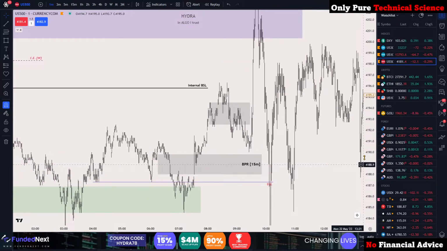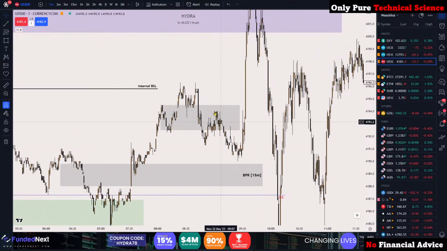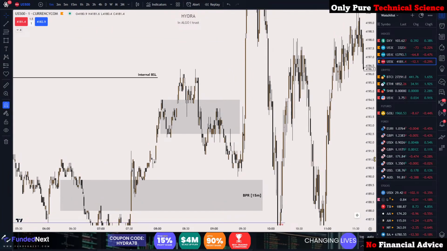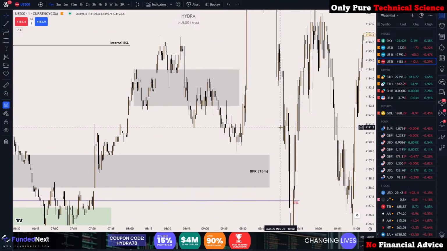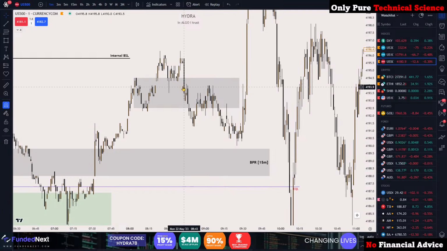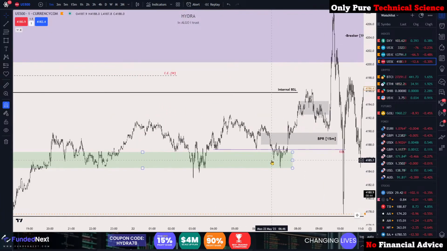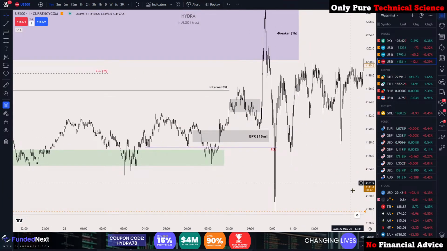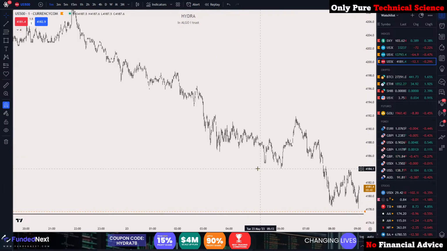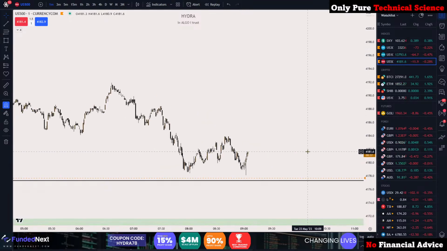Like you can target 2R. 2R is easily gettable from this macro here. Yeah, but this macro comes with a relative equal high, not that high probability, but if it's working for you, that's good. But what I found is that from 8:50 to 9:10, the price manipulates a lot.